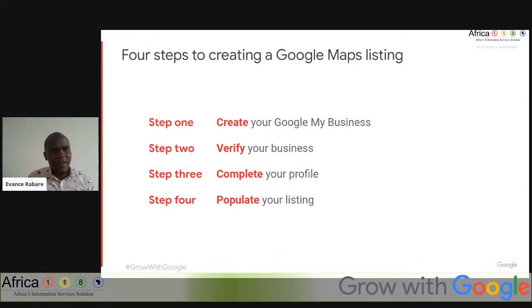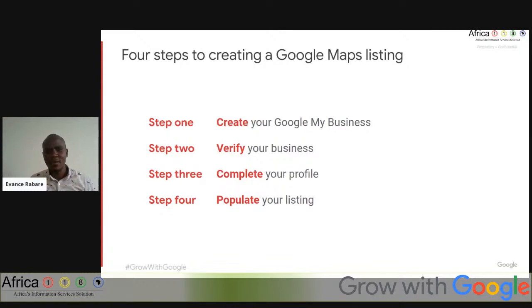Step two, you need to verify your business. Verify your business is where you ensure that the details that you're adding are absolutely correct. You complete your profile. You can add your profile pictures, your cover photo, and your phone number. Just ensure that everything is complete, and then populate your listing. Populating your listing is where you add additional information such as opening hours, closing hours, category, photos, and all that.